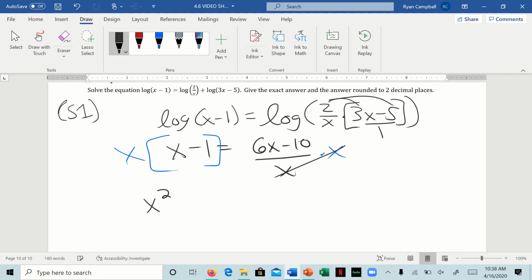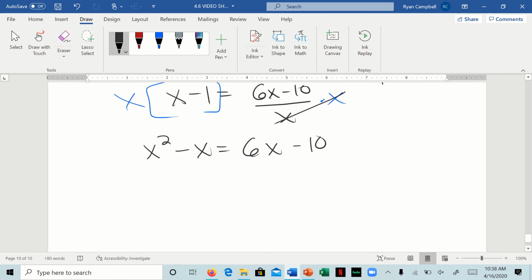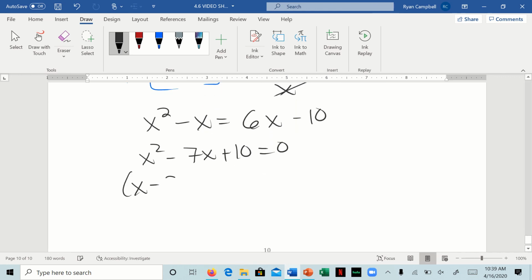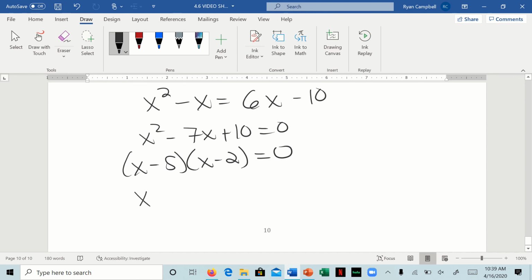So the left side will get x squared minus x. Right side will get 6x minus 10. Move everything to one side. x squared minus 7x plus 10 is 0. So we can see that that's x minus 5 and x minus 2. Which means that x is 5 and x is 2. And we're done.